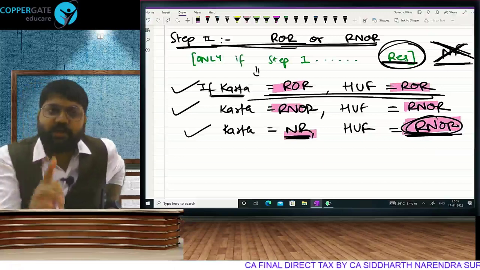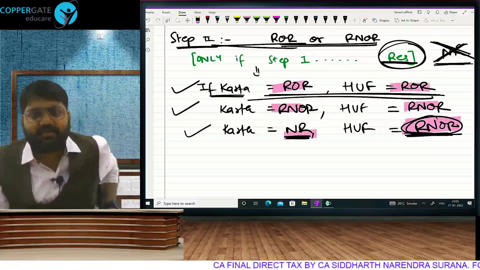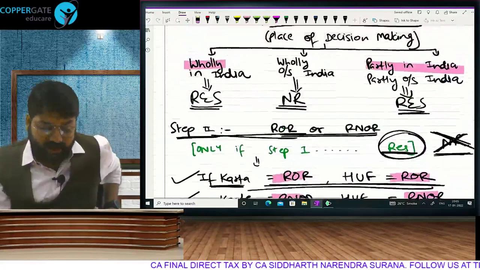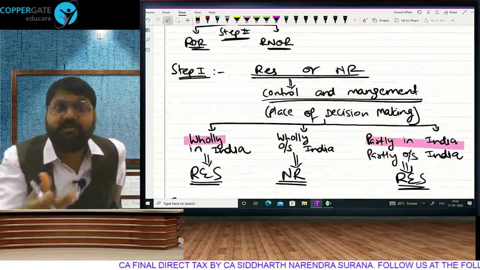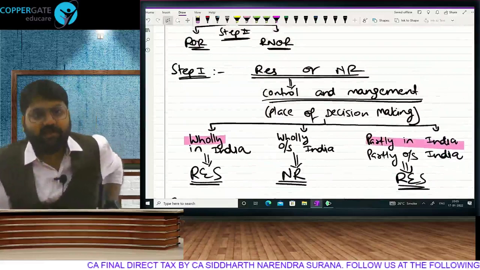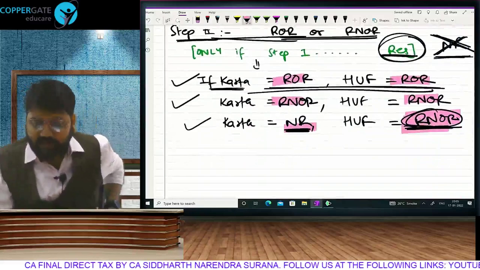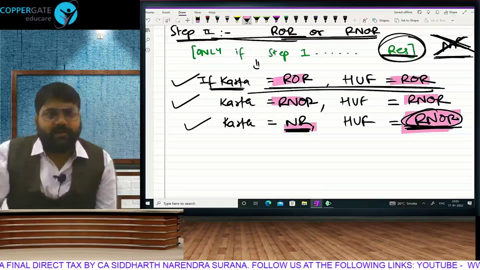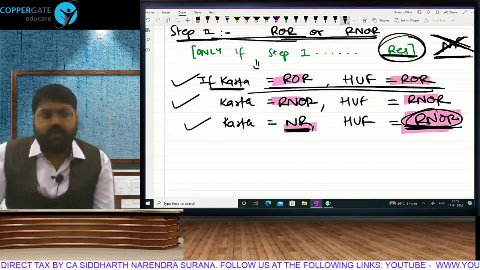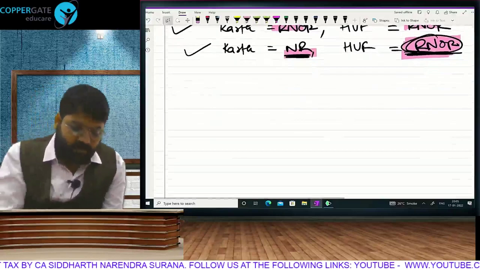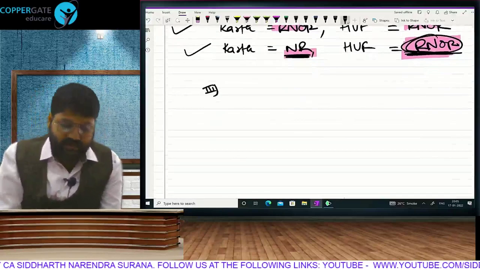Is it possible that during those 10 days, he took some decisions of HUF in India? So, Karta is non-resident, but HUF is? Resident. Correct? And which category? Resident, but not ordinarily resident. Clear? Everyone? Very good. Let's go to the next assessee.